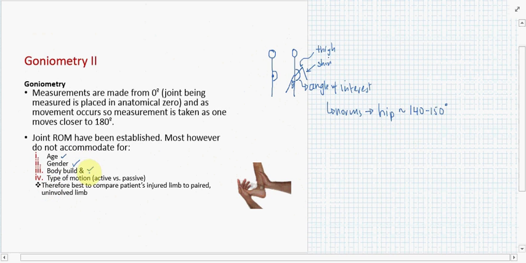The type of motion that you are measuring, whether it's active or passive. Some people might actually be very flexible, but they have limited active range of motion. But when you measure it passively, they can, in essence, do the splits, but they can't do it actively, right? So that's quite interesting sometimes, in terms of measuring both active and passive ranges of motion.